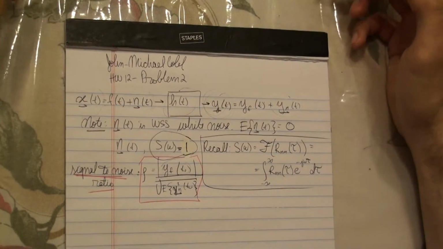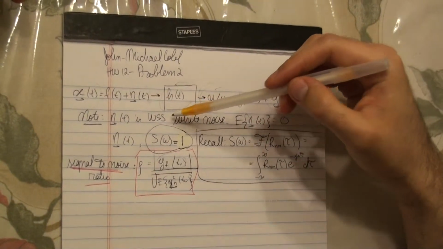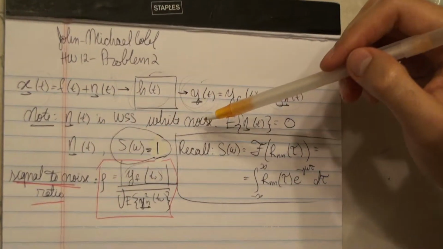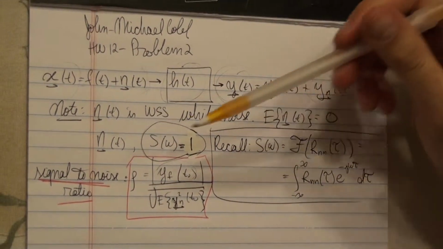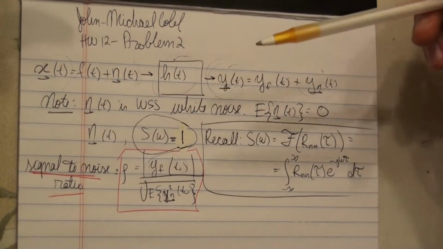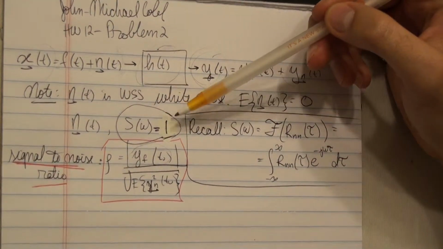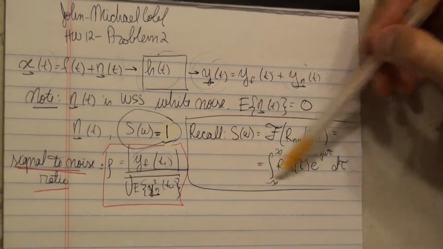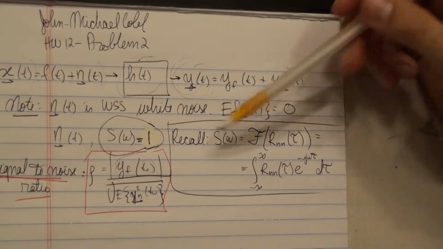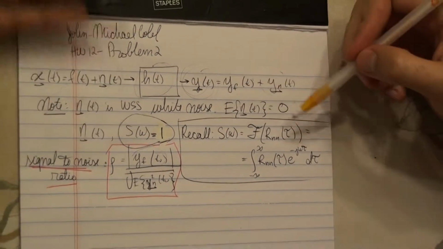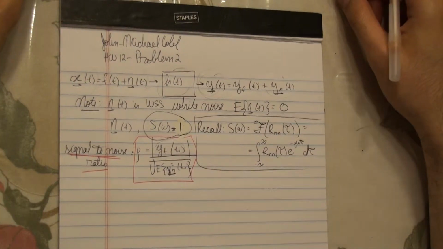So some things to note. N of t is WSS white noise, so that means that its expected value is 0. Also, they tell us that it has unit spectral density. So what does that mean? It means that S of omega is equal to 1. And recall that the spectral density is the Fourier transform of the autocorrelation. In this case, because it's WSS, we can write tau because it's the time difference.